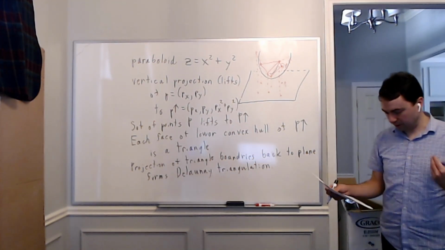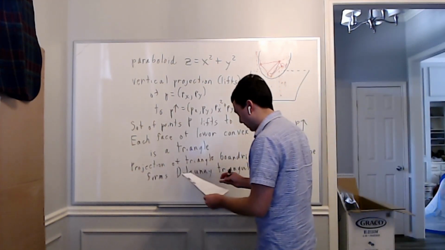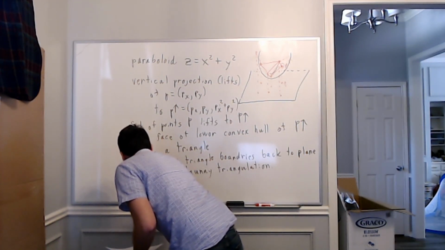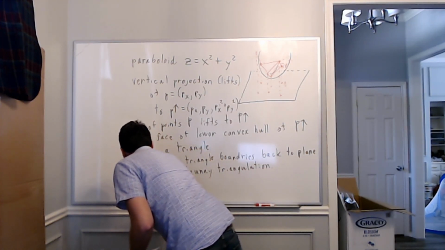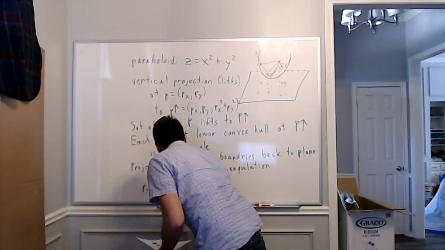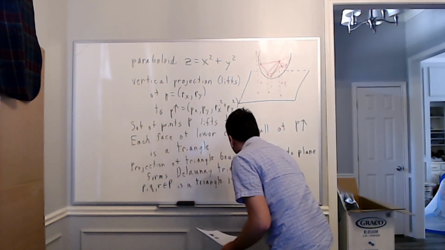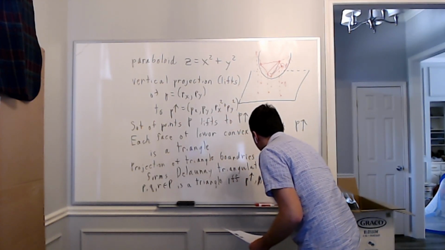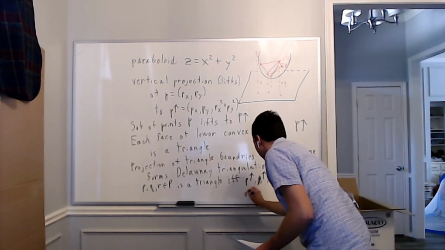So in particular, if I have 3 points from my original point set, PQR in the original point set is a triangle if and only if P up, Q up, R up is a face of the whole.